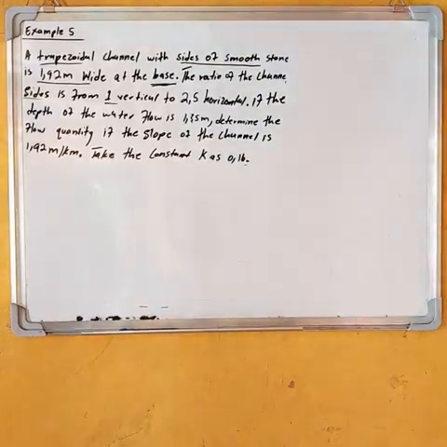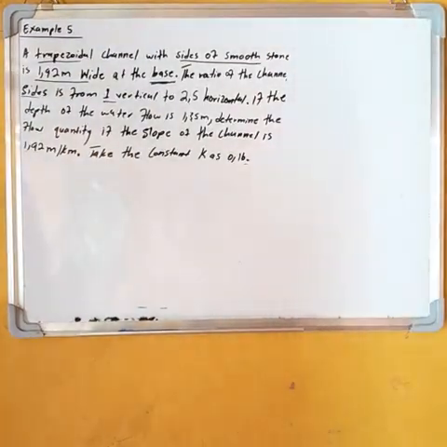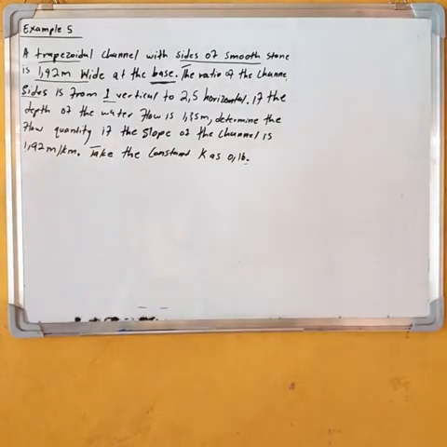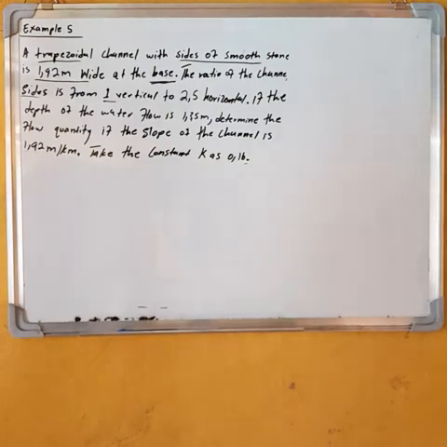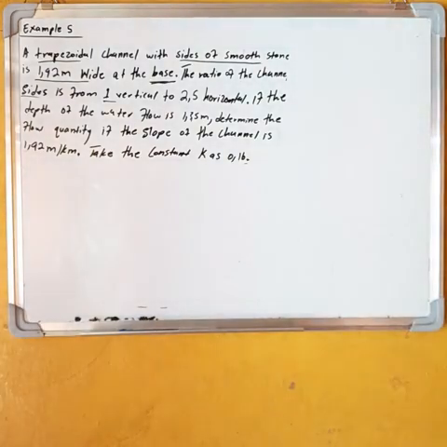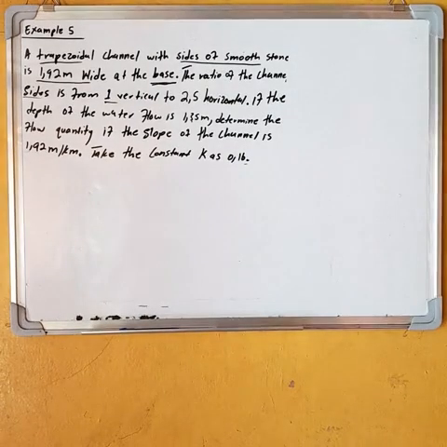Okay, let us check here. I've underlined there. You see what I've underlined? Of the sides of smooth stones. That is what is important. The question says a trapezoidal channel with sides of smooth. Note that it is smooth. I've spoken about the smooth.